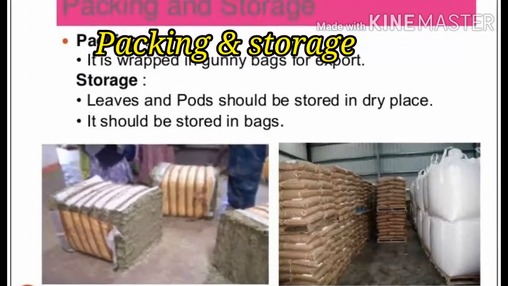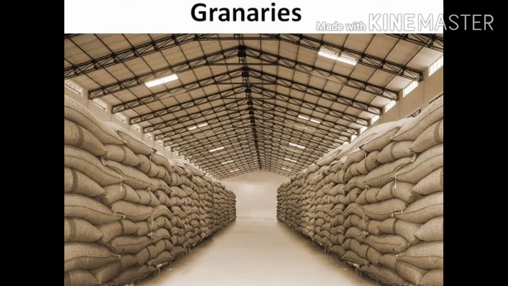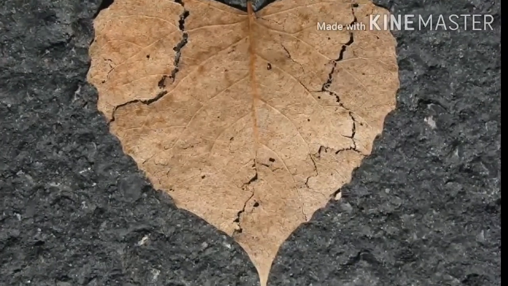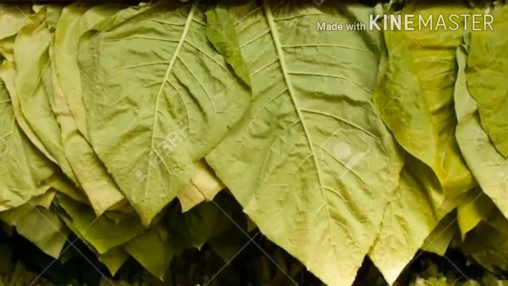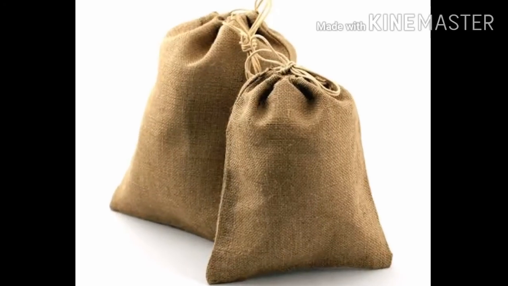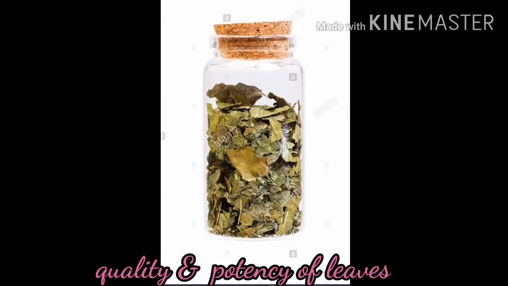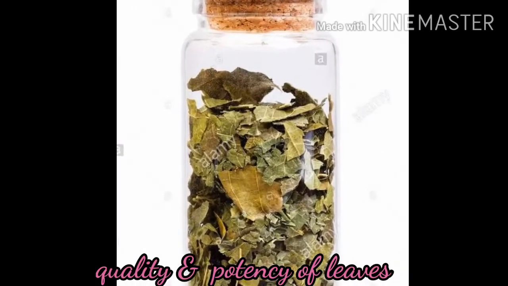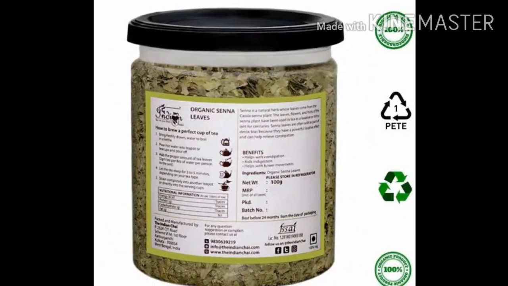The last step is packing and storage. The leaves after drying are graded depending upon broken and entire leaves and also depending upon their color. Tossing and sieving are also done in many cases. Packing is very important in order to maintain the quality and potency of the leaves. So leaves should be packed in airtight containers protected from light and moisture.